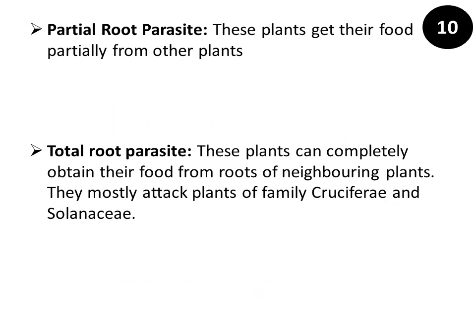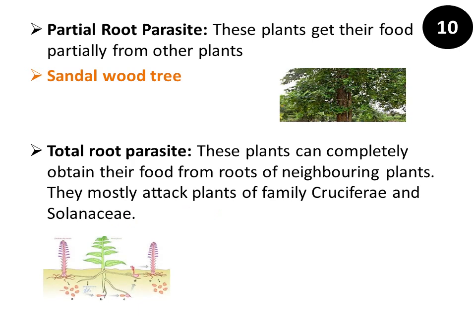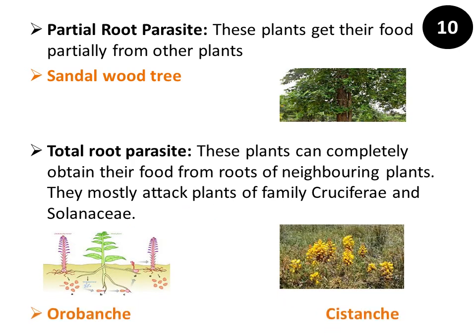Students, there is another type, which is partial root parasites. These are the plants which get their food partially from other plants. For example, sandalwood tree. Similarly, there are total root parasites. These are the plants that completely obtain their food from the roots of neighboring plants. Students, these plants mostly attack the plants of family Cruciferae and Solanaceae. For example, Orobanche and Cistanche.